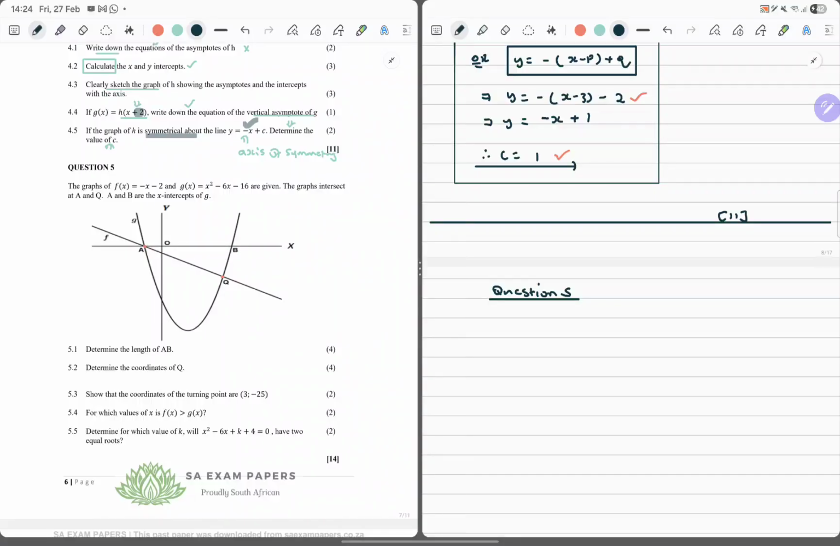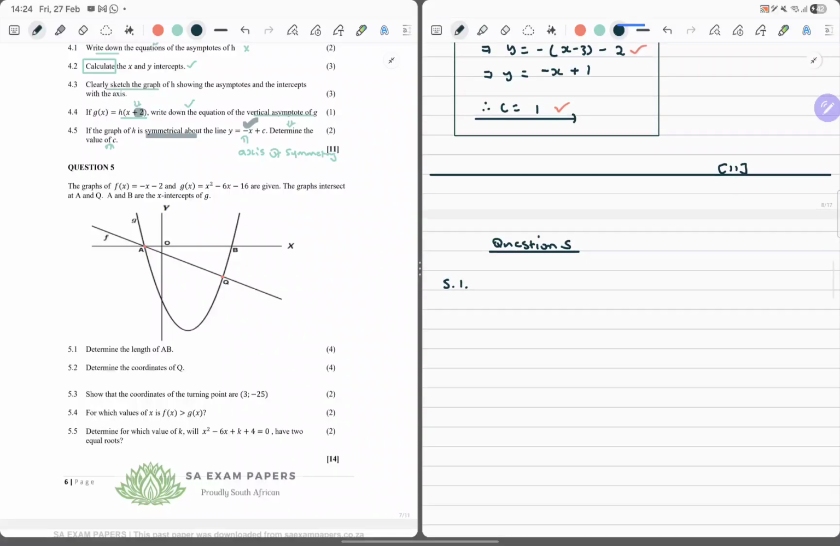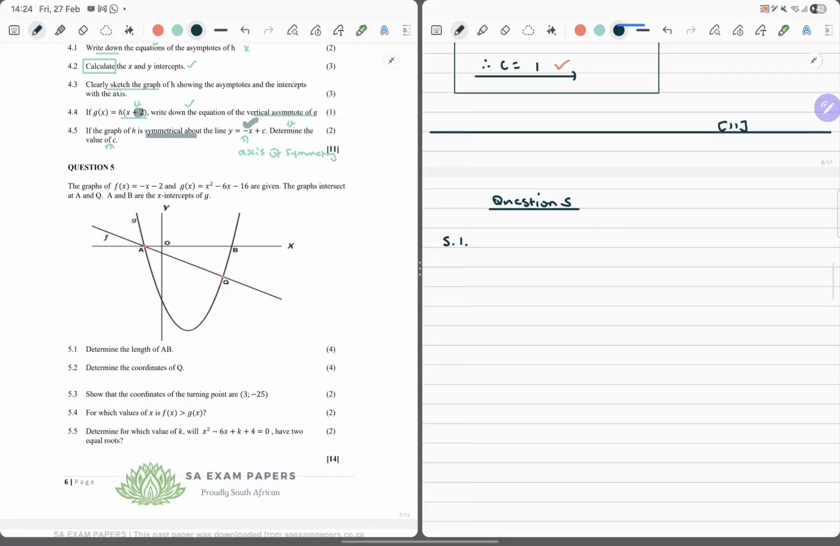Okay, easy stuff. Again, folks, these questions have been given in a way that makes it very easy to figure out what to do. First question, determine the length of AB. Of course, this is a good question for grade 11s, grade 10s, grade 12s. It's an indirect question, so we can accept it.